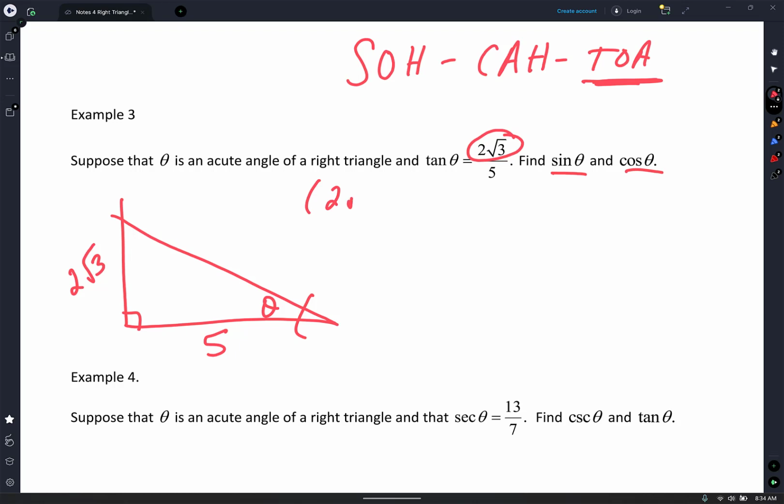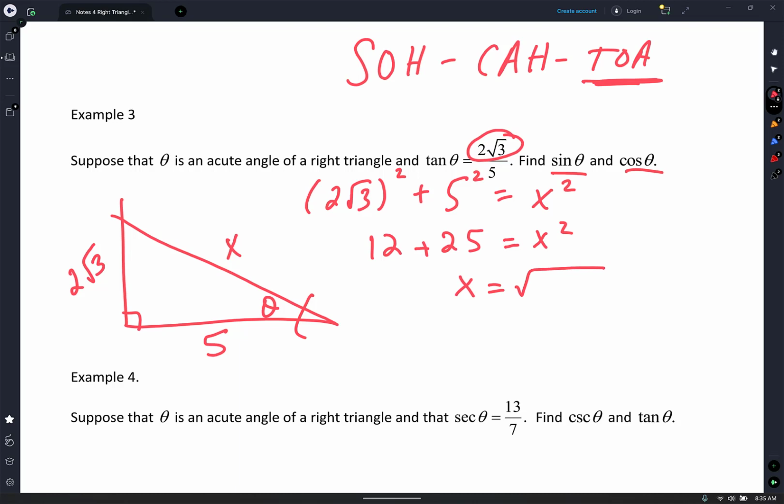I'm going to write 2 square root of 3 squared plus 5 squared, I'm going to put x there, equals x squared. So I'm going to square it, guys. 2 squared is 4, and then square root of 3 squared is 3. 4 times 3 is 12. And then 5 squared is 25 equals x squared. So x equals the square root of 25 plus 12. 25, 35, 36, 37. It does not break down, just square root of 37. So x is the square root of 37. Now we're ready.